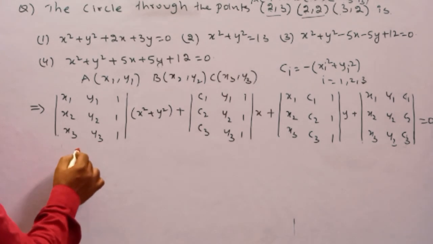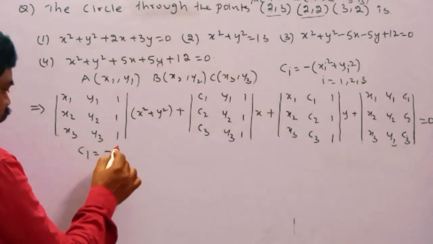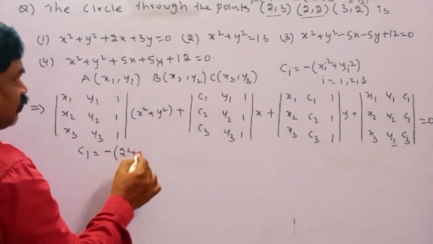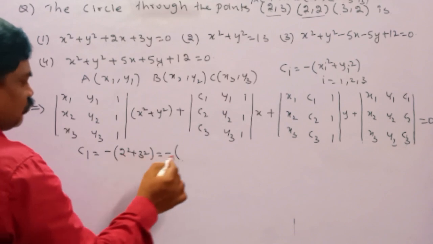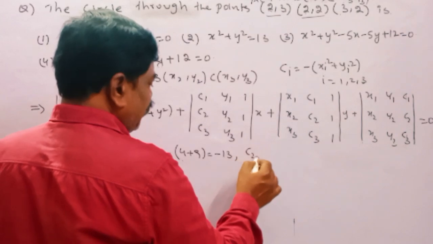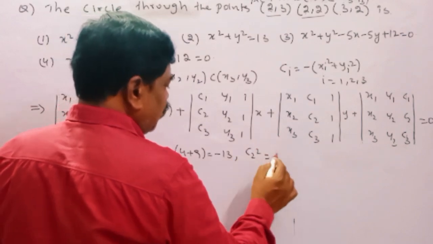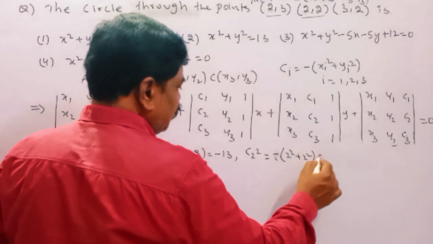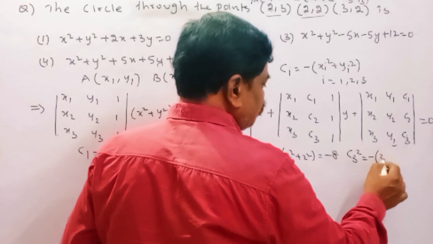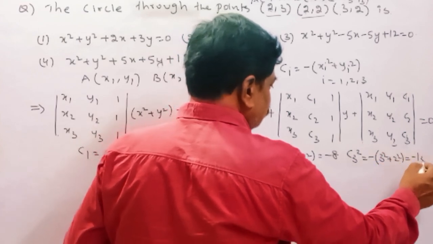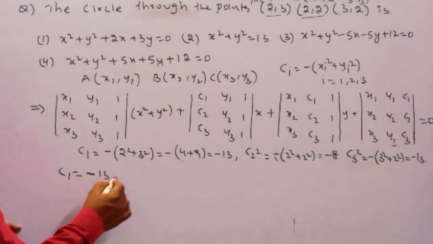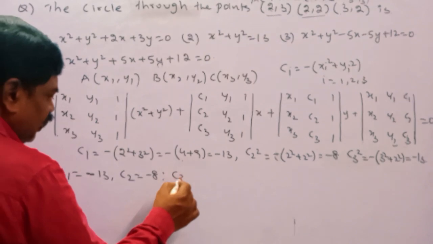Then we have to find C1 first. C1 is equal to minus of (x1 square plus y1 square), that is 2 square plus 3 square, equal to minus of (4 plus 9), equal to minus 13. C2 is equal to minus of (2 square plus 2 square), equal to minus 8. C3 is equal to minus of (3 square plus 2 square), equal to minus 13. So we have C1 equal to minus 13, C2 equal to minus 8 and C3 also equal to minus 13.